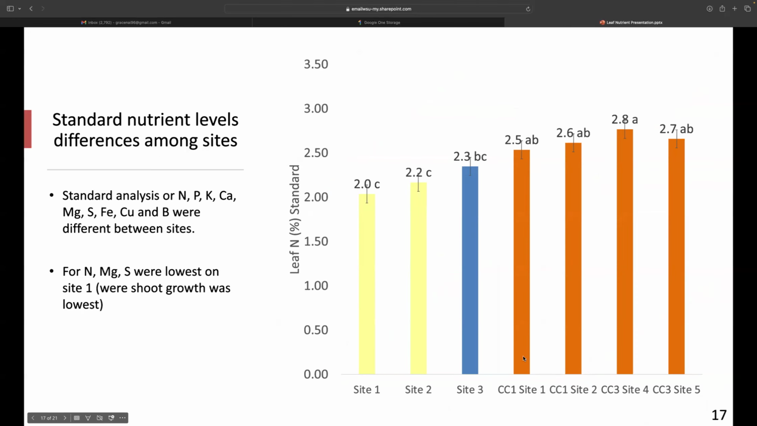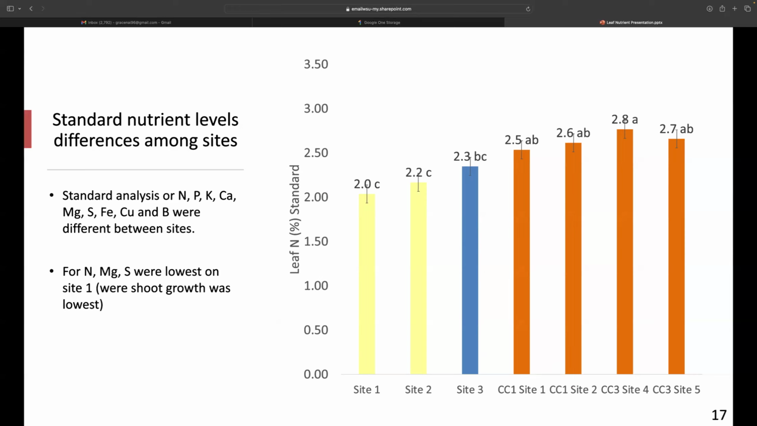Another way of looking at the correlation was by analyzing the differences by site. The standard tests reveal variation between the sites. This variation is shown here in the N level, with site 1 and site 2 having the lowest level, and site 3 and 4 having the highest level in most cases in CC1 and CC3. These differences were also noted for the level of Mg and S.